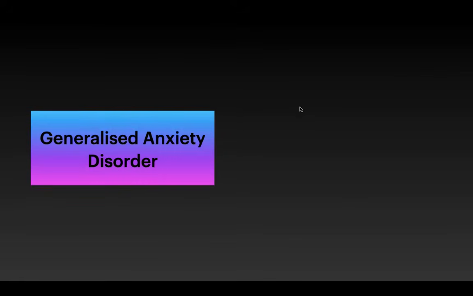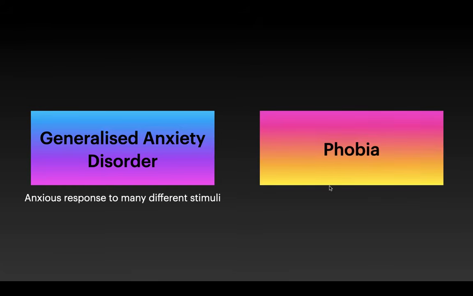Okay, now there are two types of anxiety disorders I will briefly cover. First is generalized anxiety disorder. We call this GAD for short. Now, this is an anxious response to many different stimuli. So it's general, that's why it comes from the word generalized. So many different stimuli. And then we've also got phobias. Now, phobias are anxious responses to specific stimuli.